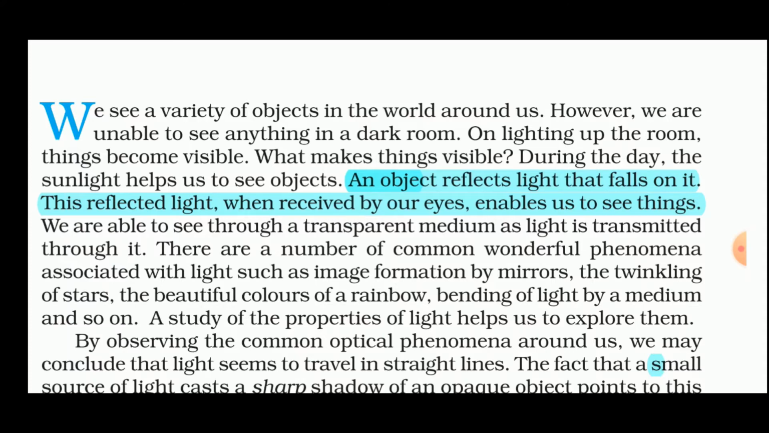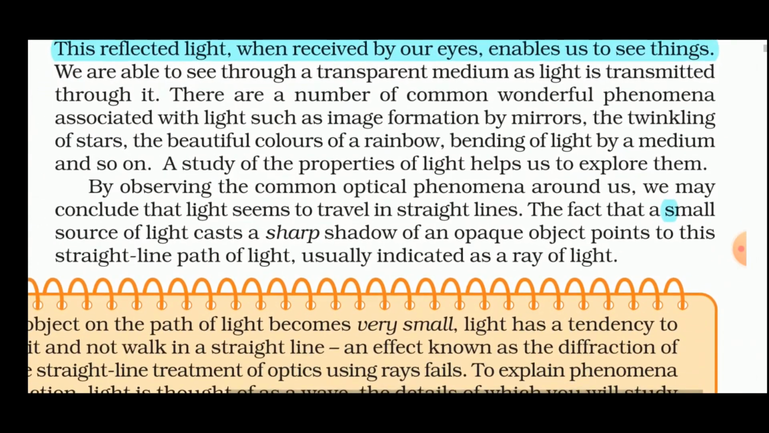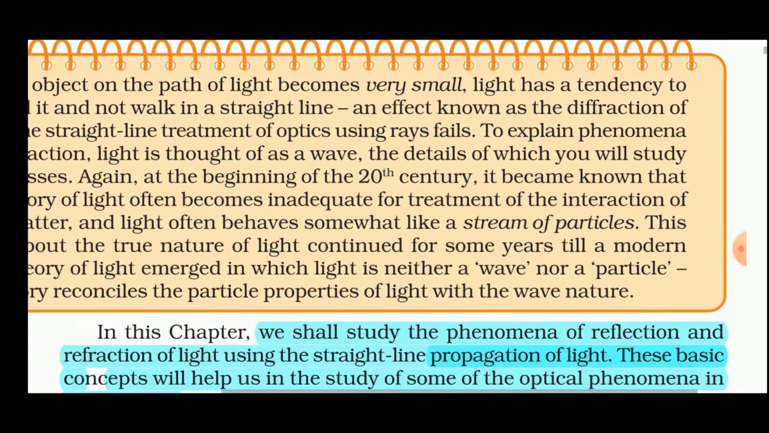Now, observing the common optical phenomena around us, we may conclude that light seems to travel in a straight line. For example, if you have a small hole on the roof of the house, and the sunlight enters the house through that hole, you can see it travels in a straight line. Or you sit in a cinema hall. There, the light from the projector, if you observe carefully, even though it is dark, you can see that it travels in a straight line and falls on the screen. So this shows you that light travels in a straight line.